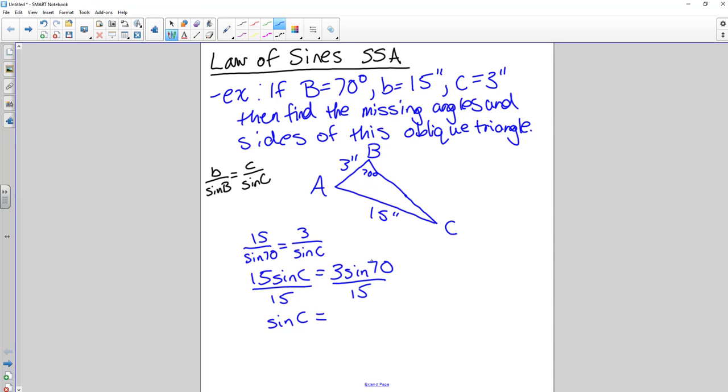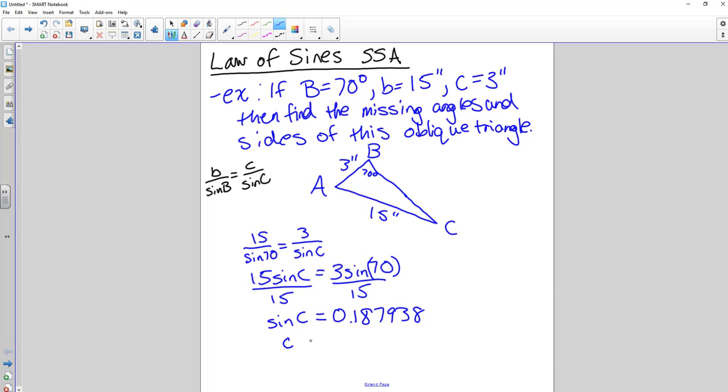If you're going to put this in your calculator all in one step, most calculators will start a parenthesis before the 70. Make sure you end it before you hit divided by 15. So you should get 0.187938. I'm going to keep quite a few decimal points. It's important to keep quite a few here to be accurate if you're going to re-enter this.